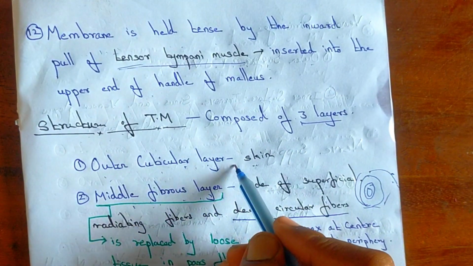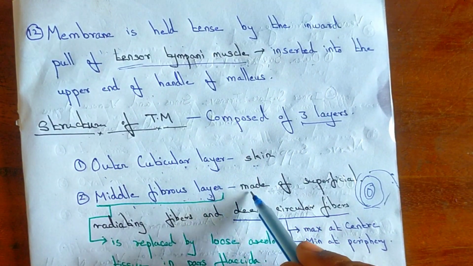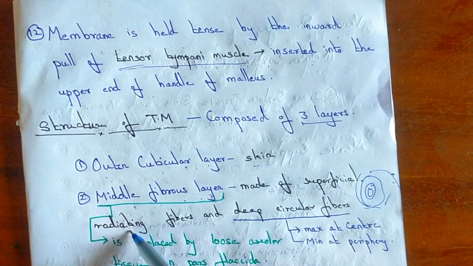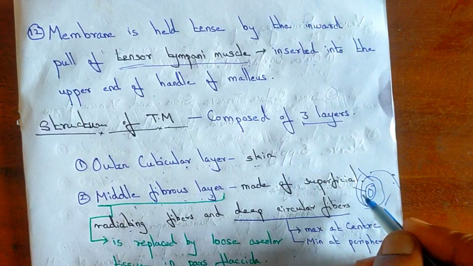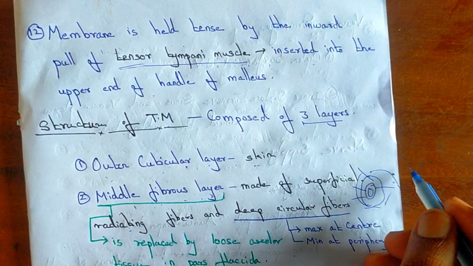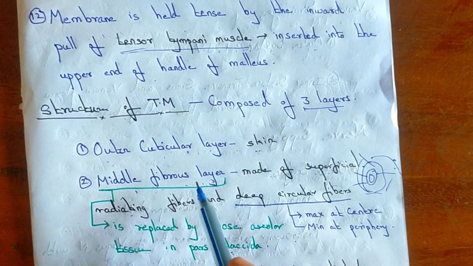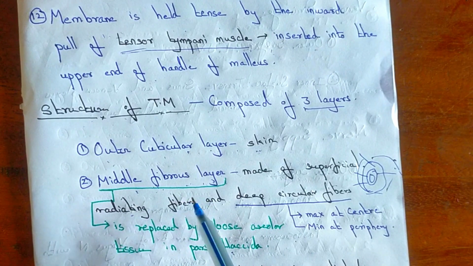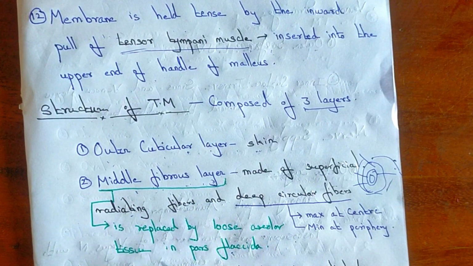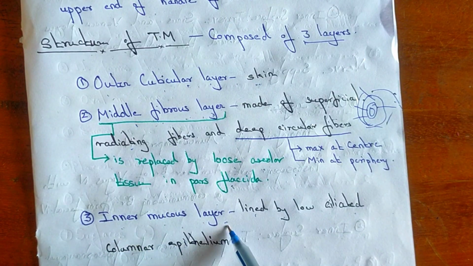The structure of the tympanic membrane is composed of three layers. The outer cuticular layer, which forms the skin. The middle fibrous layer made up of superficial radiating fibers and deep circular fibers, the radiating fibers and the circular fibers. Got it? The middle fibrous layer is present only in the pars tensa and is replaced in pars flaccida by loose areolar tissue. And the inner mucous layer, which is lined by low ciliated columnar epithelium.